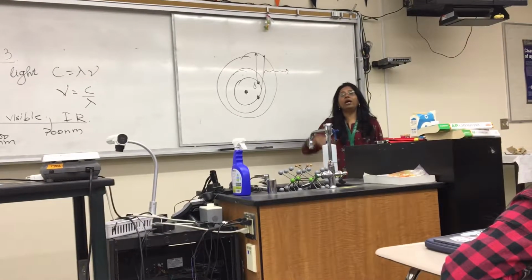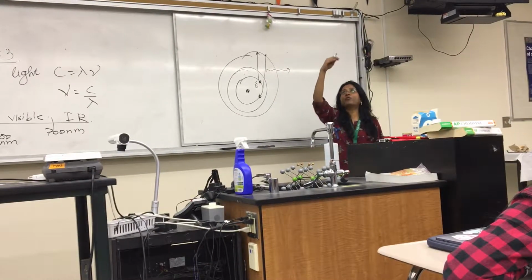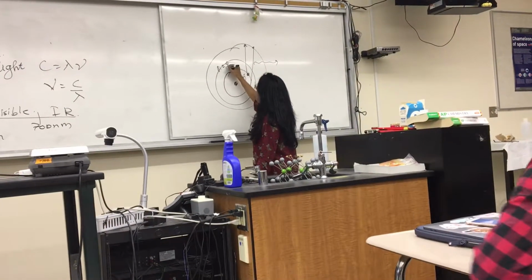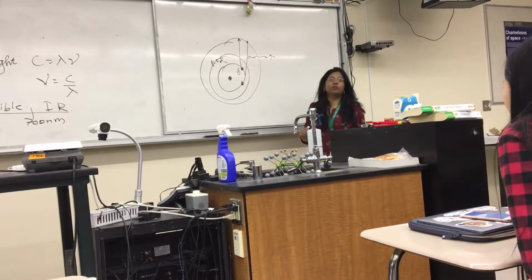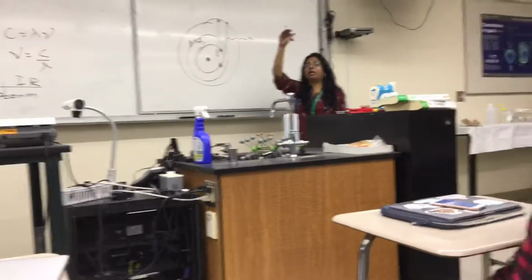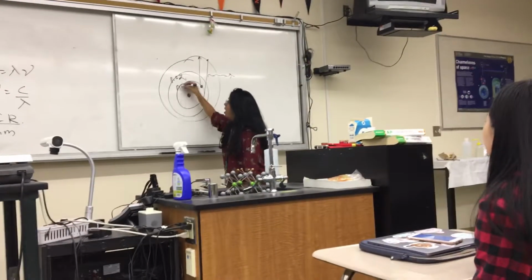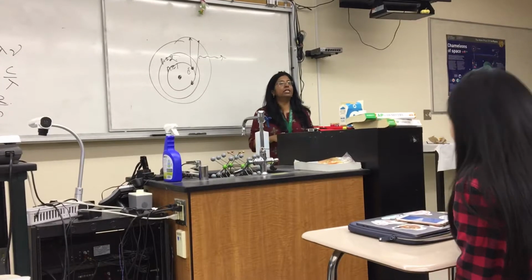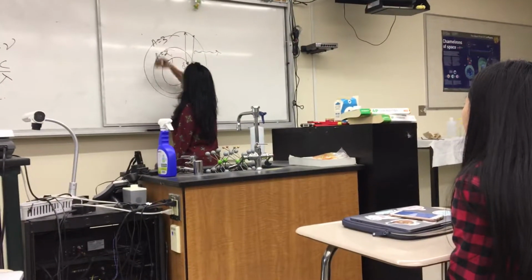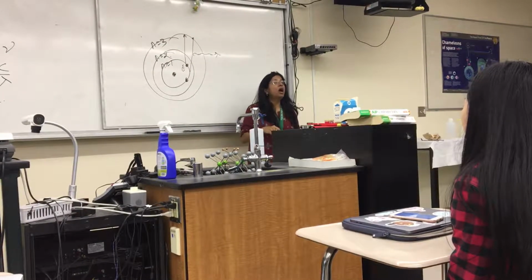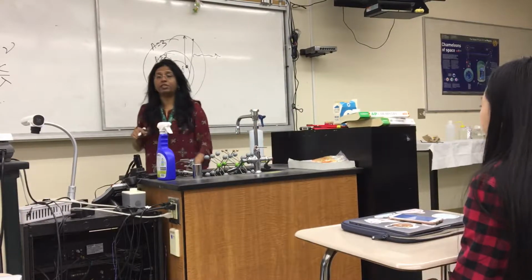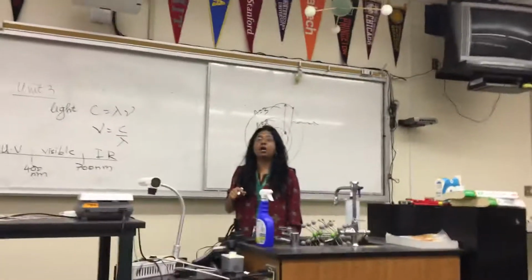Now, when the electron drops from any other level to n is equal to 2, the light given out is in what region? Visible region. Now, if the electron drops to n is equal to 1, what region is the light given out? UV. If the electron drops to n is equal to 3, what region? IR, infrared.